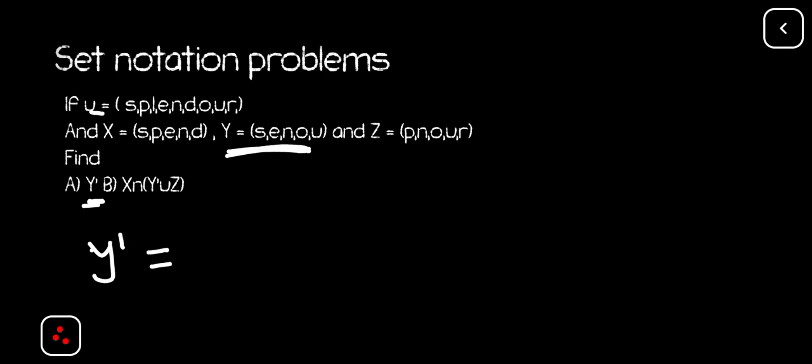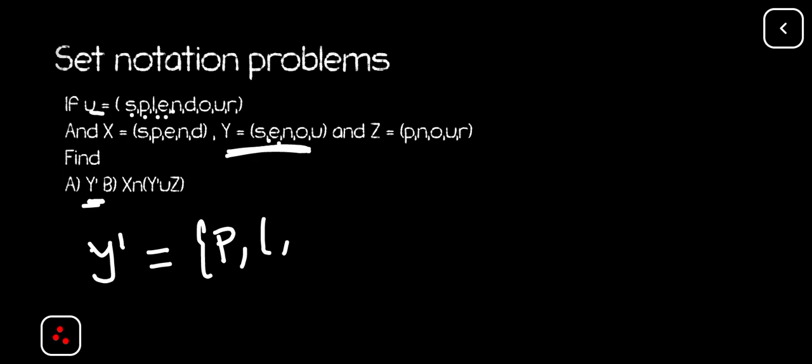We bring out things that are in the universal set that are not in Y. Notice that S is in the universal set and also in Y, so we are not bringing it out as a complement. P is in the universal set, but not in Y, so P is a complement of Y. L is in the universal set, but not in Y, so L also is a complement of Y. E is in the universal set and also in Y, so it's not a complement.